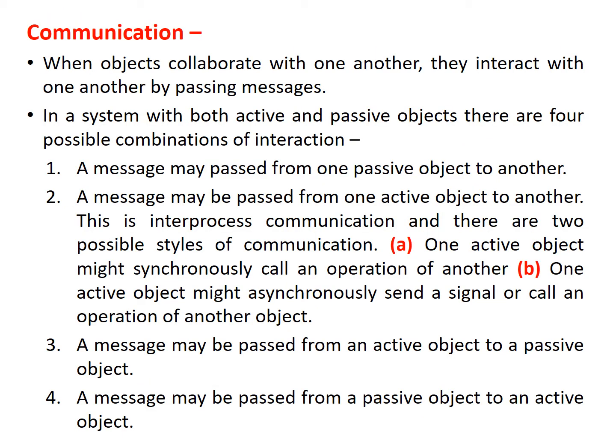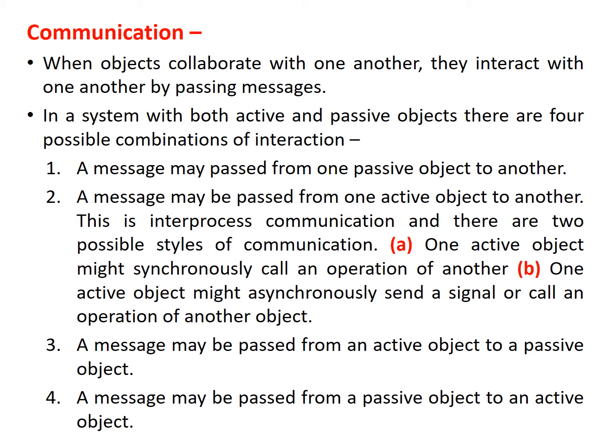Now, communication. When objects collaborate with one another, they interact with one another by passing messages from one to another. In a system with both active and passive objects, there are four possible combinations of interactions. Number one, a message may be passed from one passive object to another. Number two, a message may be passed from one active object to another. This is inter-process communication, and there are two possible types of communication.